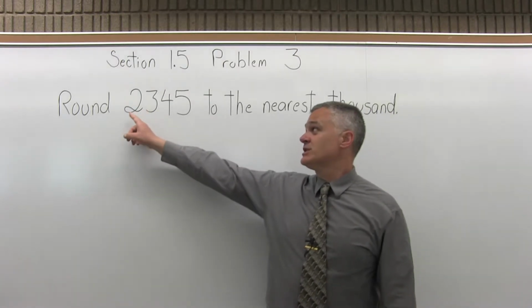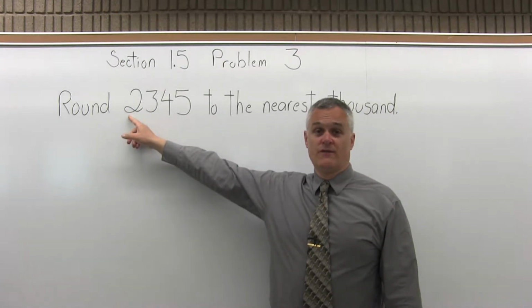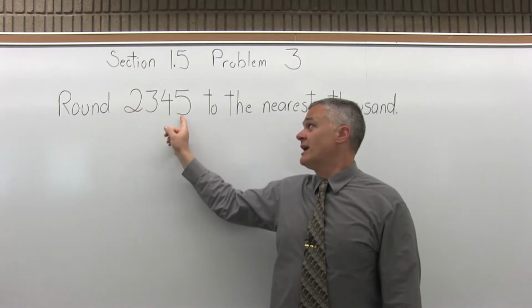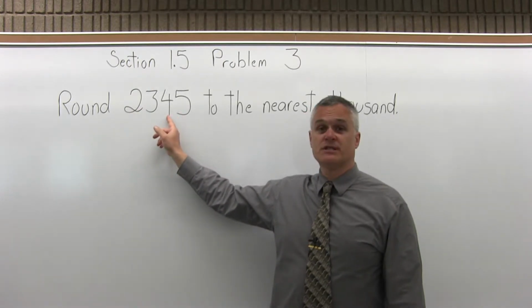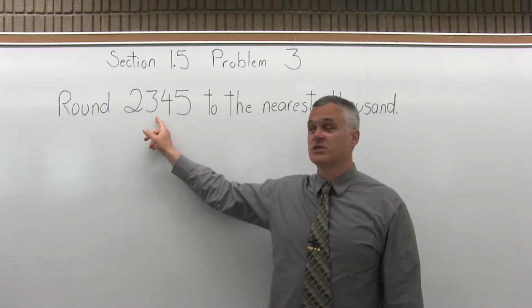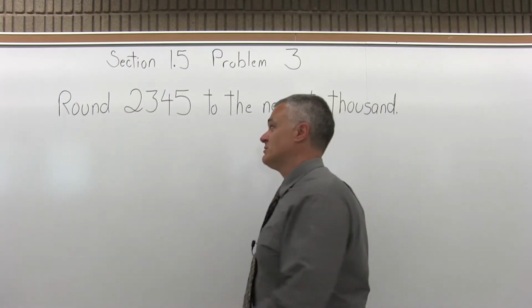So the thousand position is the 2 in the far left spot. The 5 is in the ones position, the 4 is in the tens position, the 3 is in the hundreds position, 2 is in the thousands position.